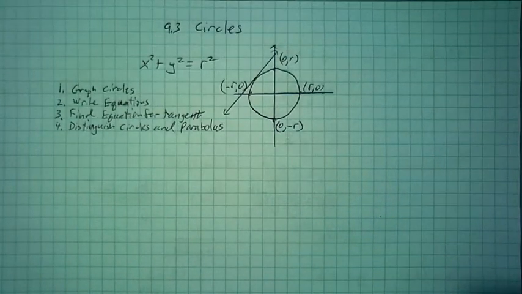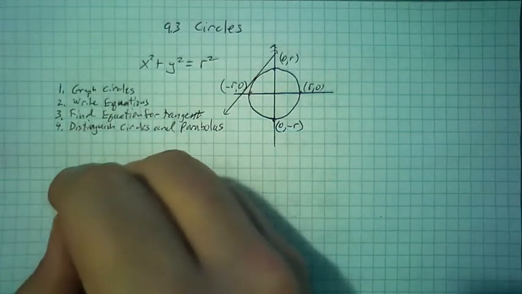And then for distinguished circles and parabolas, there's a section where there's a bunch of equations. You have to graph them all. Some of them are circles and some of them are parabolas. So let's start with number 1, graph circles.